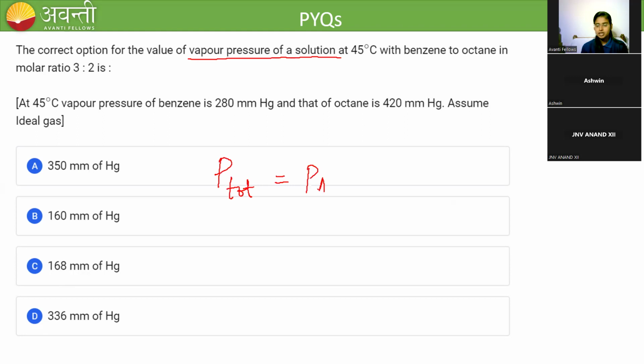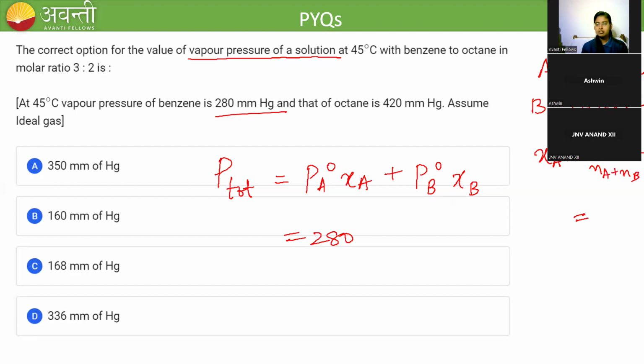It is equal to PA naught into XA plus PB naught into XB. Component A is benzene, and component B is octane. Now, the vapor pressure of pure benzene, PA naught, is given as 280 mm of mercury, and we have to find XA. How to find XA? XA is nothing but the mole fraction. It is equal to Na divided by Na plus Nb.